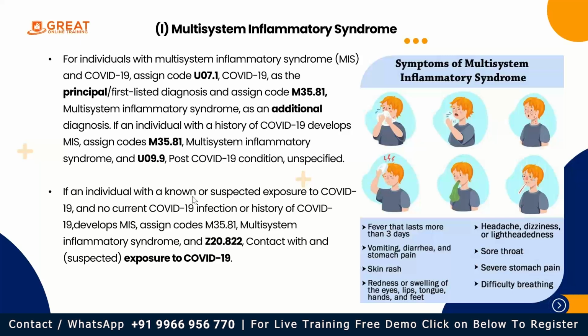If an individual with a known or suspected exposure to COVID-19 and no current COVID-19 infection or history of COVID-19 develops MIS, assign M35.81 for MIS and Z20.822, contact with and suspected exposure to COVID-19. Okay, so if MIS is there and suspected exposure to COVID-19 is there, and there is no history of COVID-19 or no current COVID-19 infection, in that case you have to use the suspected exposure code as an additional code. This is a very important guideline.